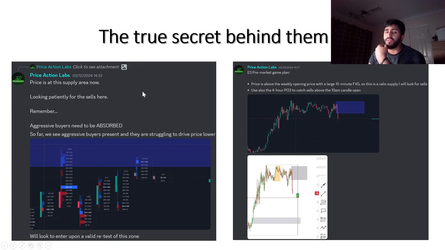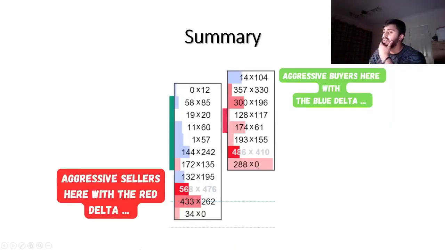We have the same thing over here, right? So price is at a supply area. Your job is to patiently wait for sales. Now, what does it mean for patiently waiting? You have to wait for price to patiently get to the level. If we're at a supply level, you want to see aggressive buyers fail to drive price lower, and you take advantage as the level holds after aggressive buyers have been absorbed. Again, we'll be going over this in future videos, but this is the first kind of video in the order flow series.